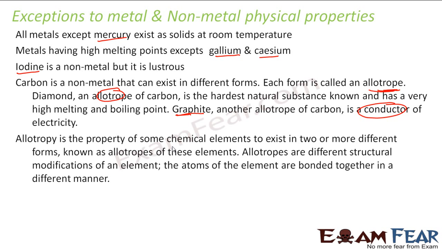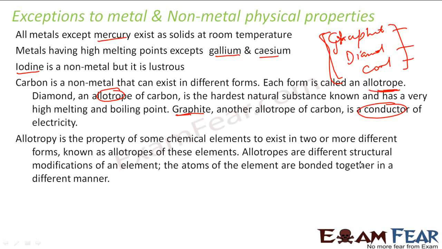So if you see, the same chemical substance exists in two or more different forms. So they are all carbon. If you see graphite, diamond, coal, right? All are carbon, but all have different properties. This one shines, this one is very hard, this one is a good conductor of electricity, this one is a bad conductor of electricity. So all are allotropes of carbon.